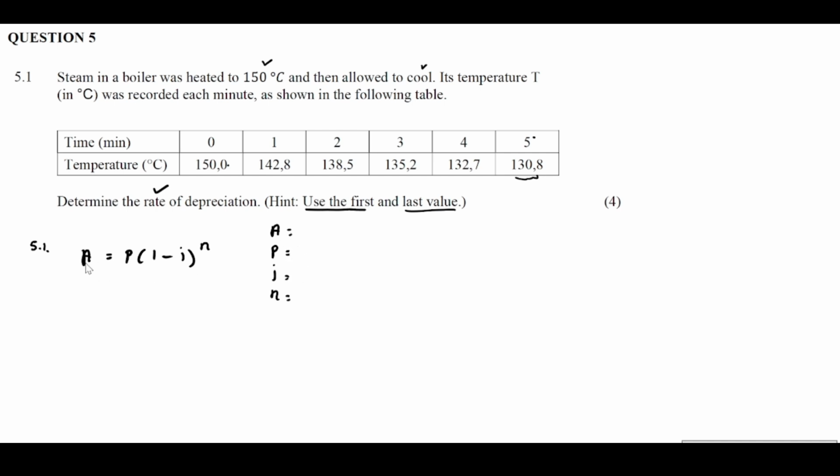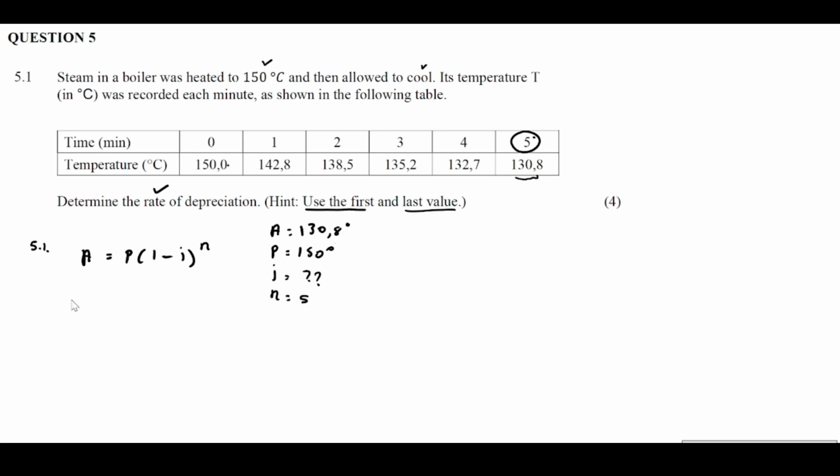So in this case, A represents our future value. After the temperature has cooled down, how much do we have left? So we have 130,8. Presently, where do we start? We start at 150 degrees. These are in degrees, and then this is what we are calculating, so I'm just going to put an i. So this thing, it is depreciating over how long? Over 5 minutes over there. So that means the value of n here is 5.